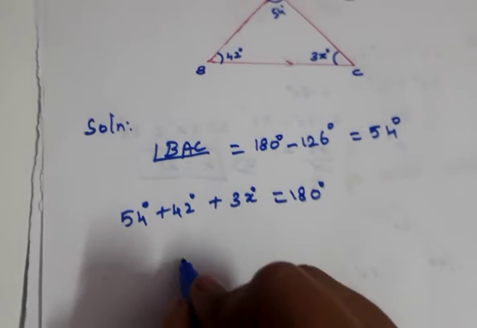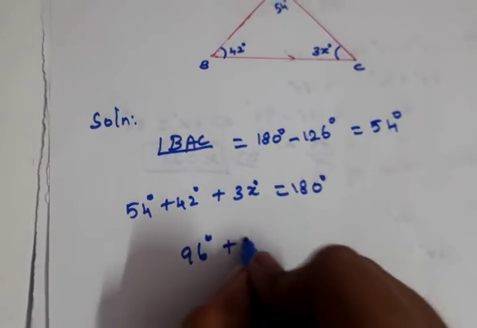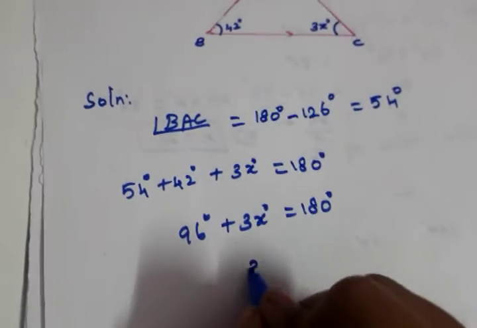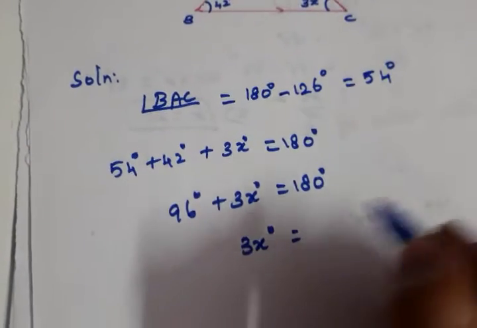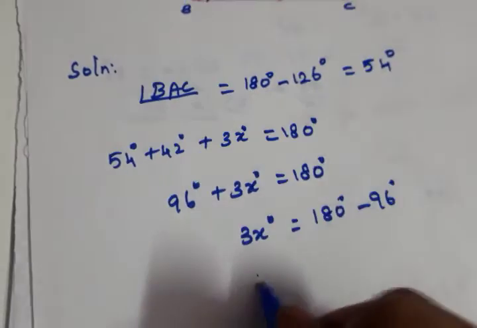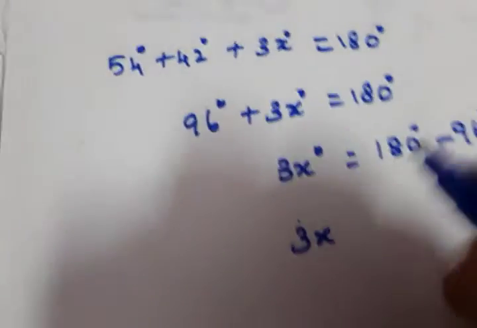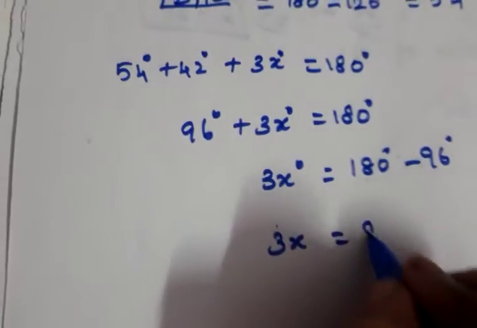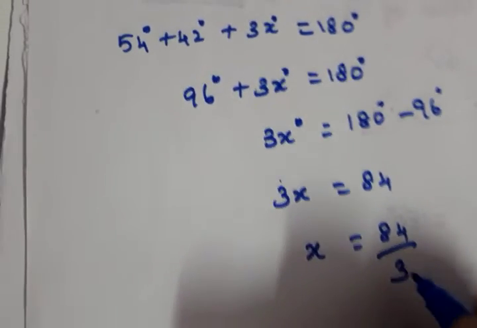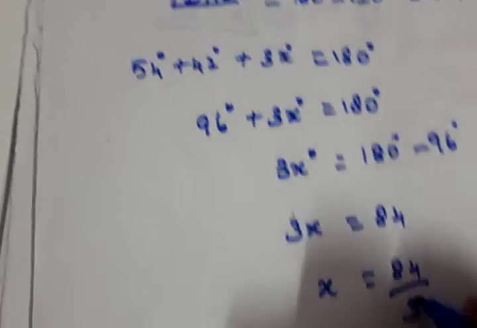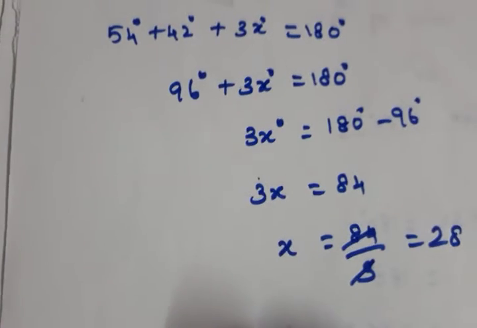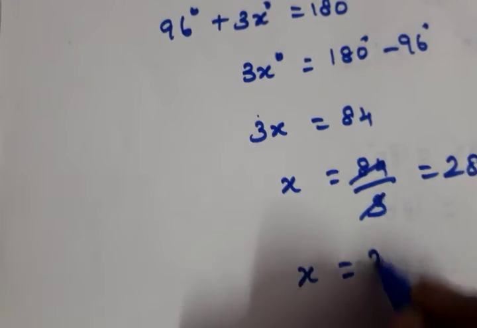So add it. 54 plus 42 is 96 degrees, plus 3x degrees equals 180 degrees. So 3x degrees plus 96 transposes to minus 96: 180 degrees minus 96 degrees. Okay, so 3x equals 84. So x equals 84 divided by 3. Cancelling, we got 28. So x equals 28 degrees.